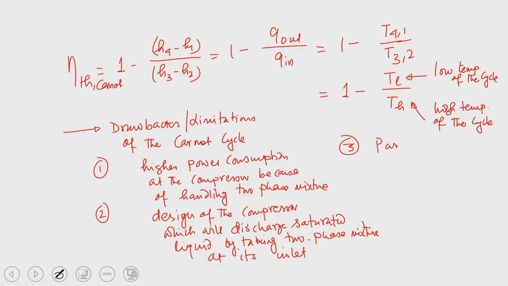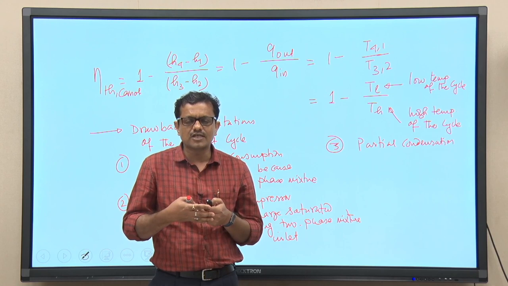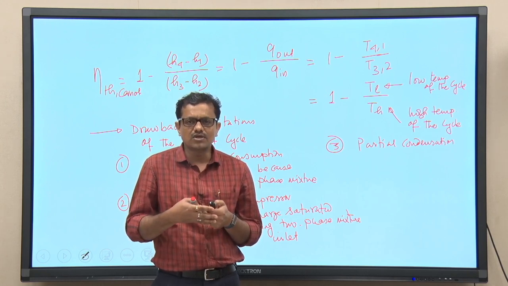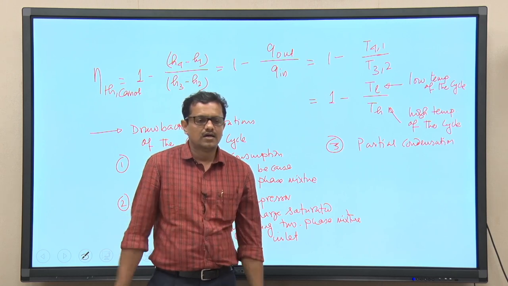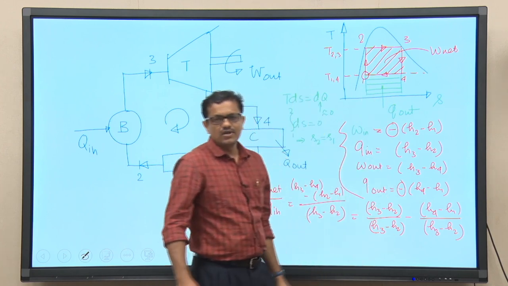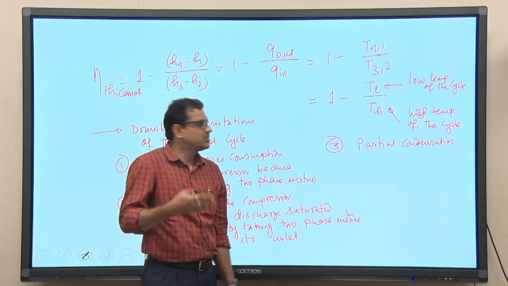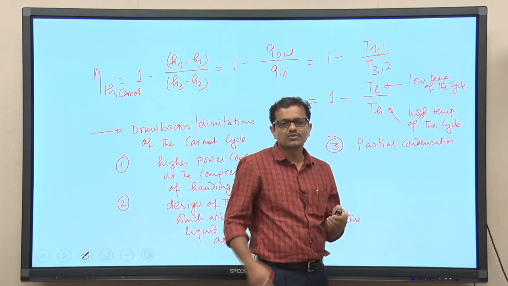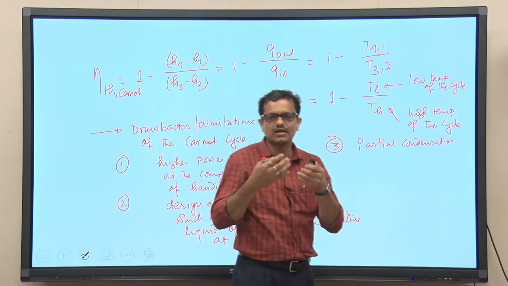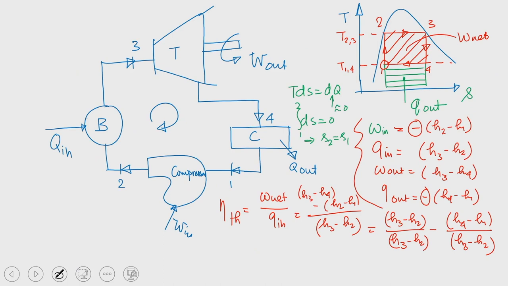So, partial condensation. I am writing: the condensation up to the state point 1, which is not even the saturated liquid, but a mixture having liquid as well as vapor. So, this is partial condensation. So, designing a condenser which will terminate the process at state point 1, so that it is not complete condensation, rather partial condensation.